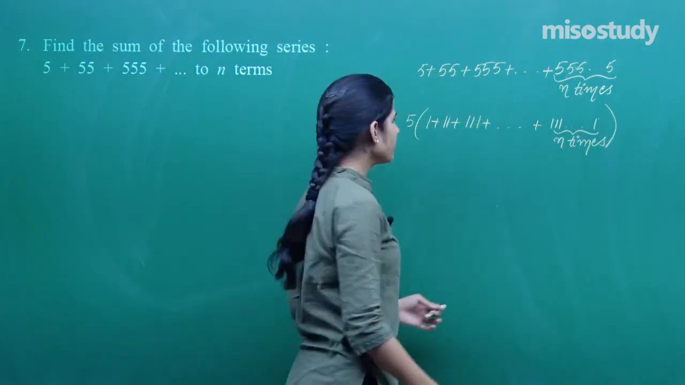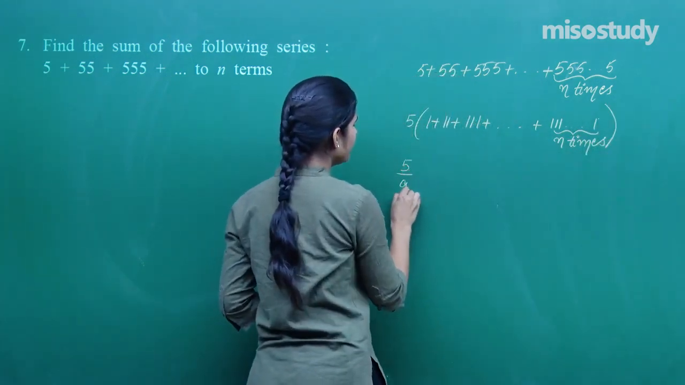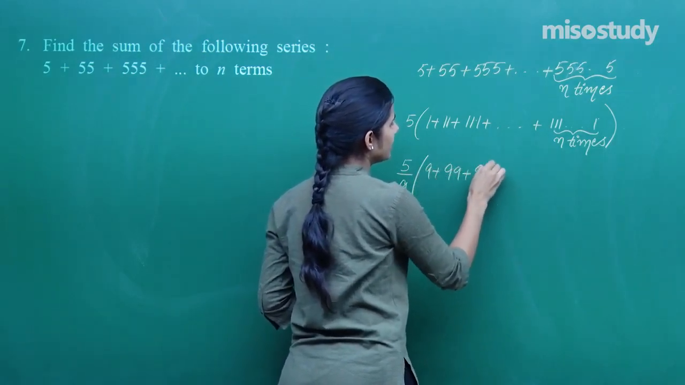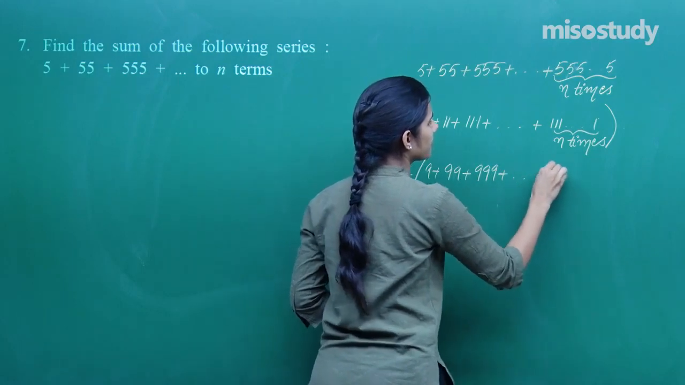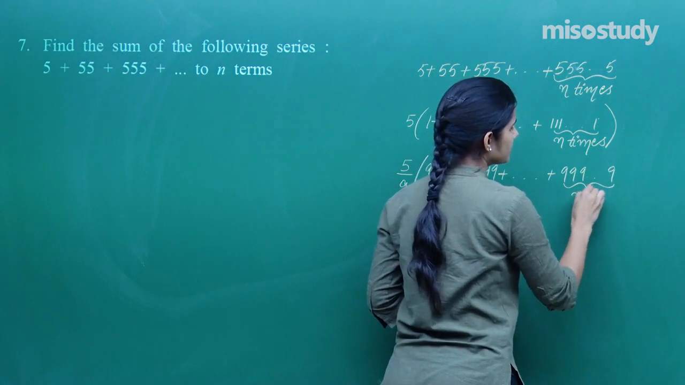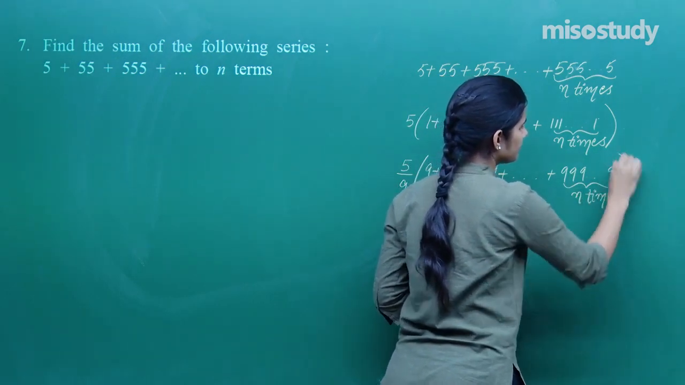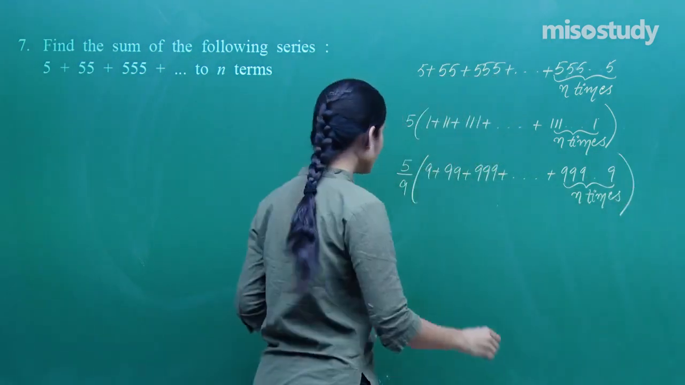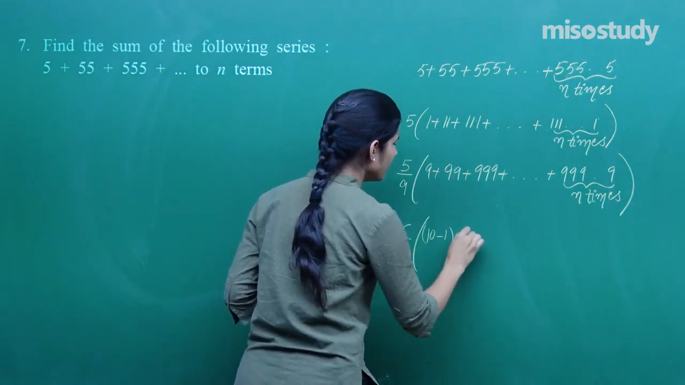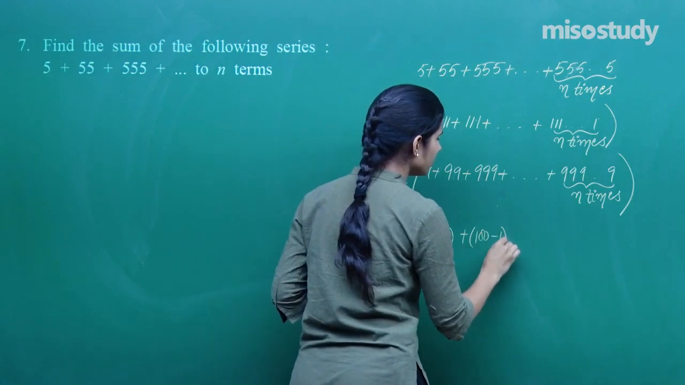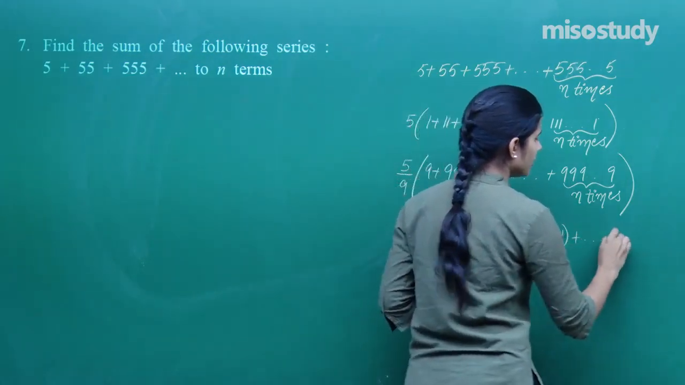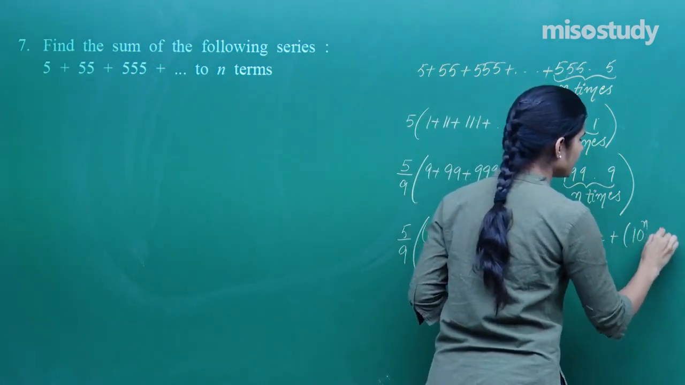Still it is neither an AP nor a GP, so what do we do? Divide by 9, multiply by 9, so you get 9, 99, then 999 and then 999 n times. Again neither an AP nor a GP, so what do we do? 9 can be written as 10 minus 1, then 100 minus 1, then 1000 minus 1, up to 10 to the power n minus 1.